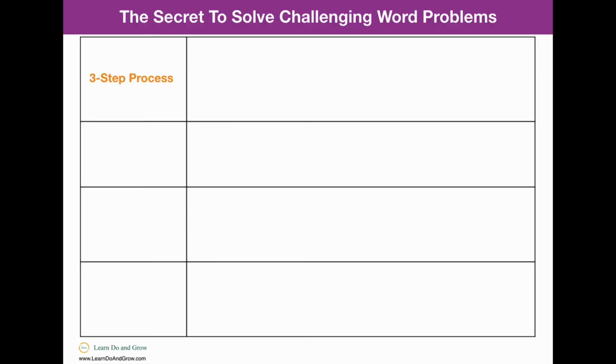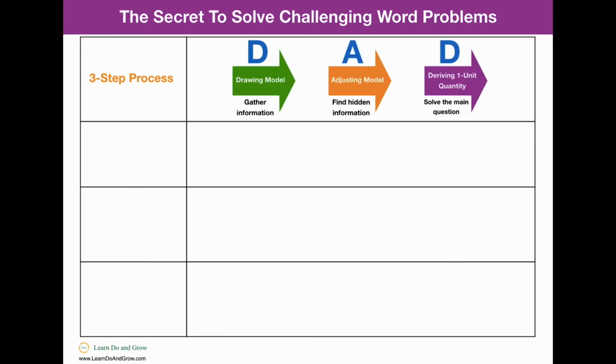Here is the secret to solving challenging word problems. So what is the 3-step process? We have over here DAD. I call it that process. So D, what does D stand for? Drawing model. Why do we want to draw the model? Because we want to gather all the information from the question and put it into a few models.